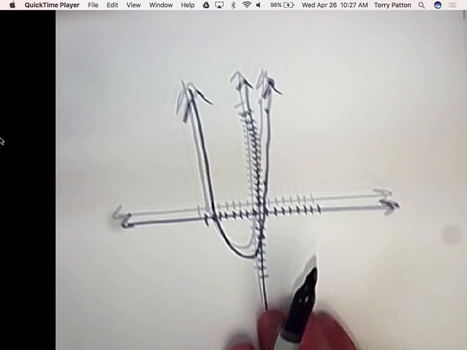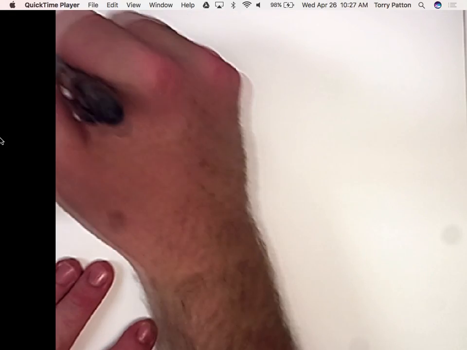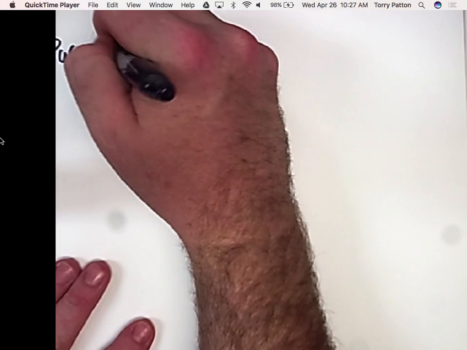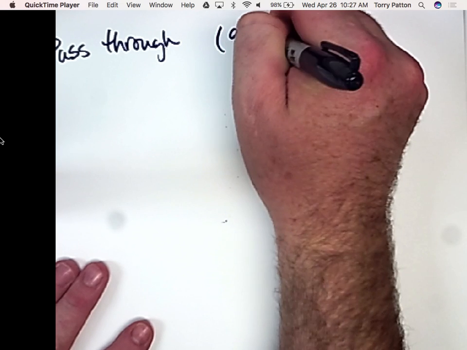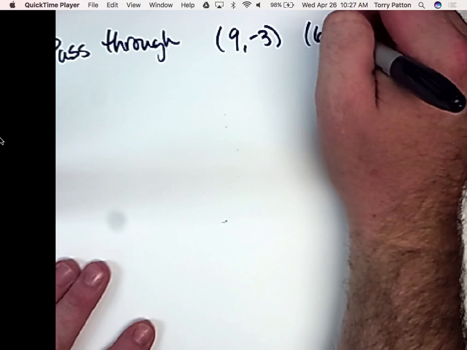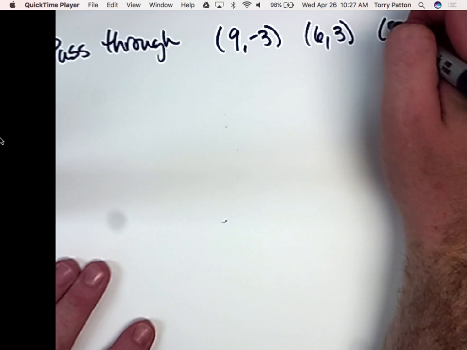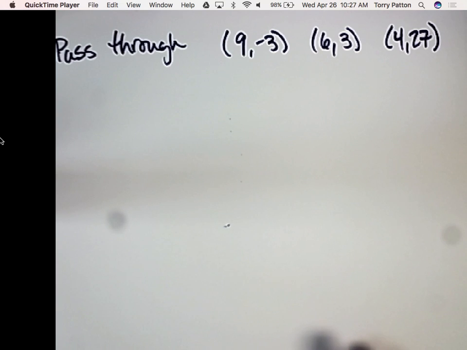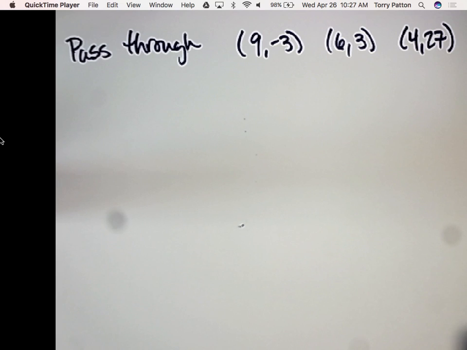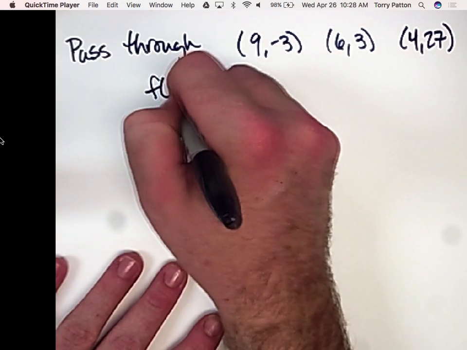Okay? All right, let's do one where you don't know the y-intercept. That's as hard as it can get. So what if I want a parabola that passes through 9, negative 3, 6, 3, and 4, 27. Okay, we don't know the vertex and we don't know the y-intercept.